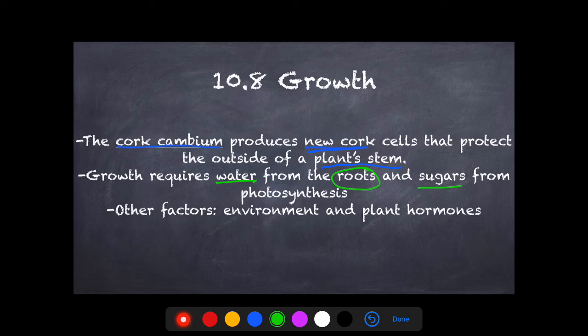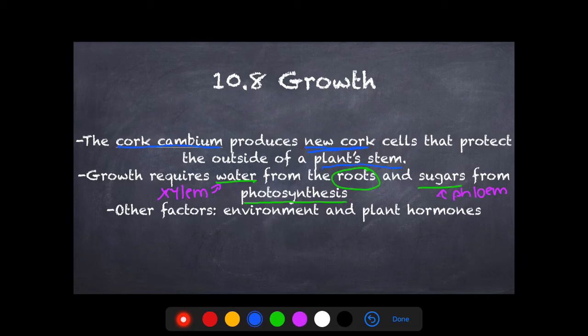And then sugar is being made through the process of photosynthesis in the leaves, and it's transported by the phloem. So sugar is transported by the phloem from the leaves all the way down to the rest of the plant, and then the water is transported by the xylem from the roots to the rest of the plant.